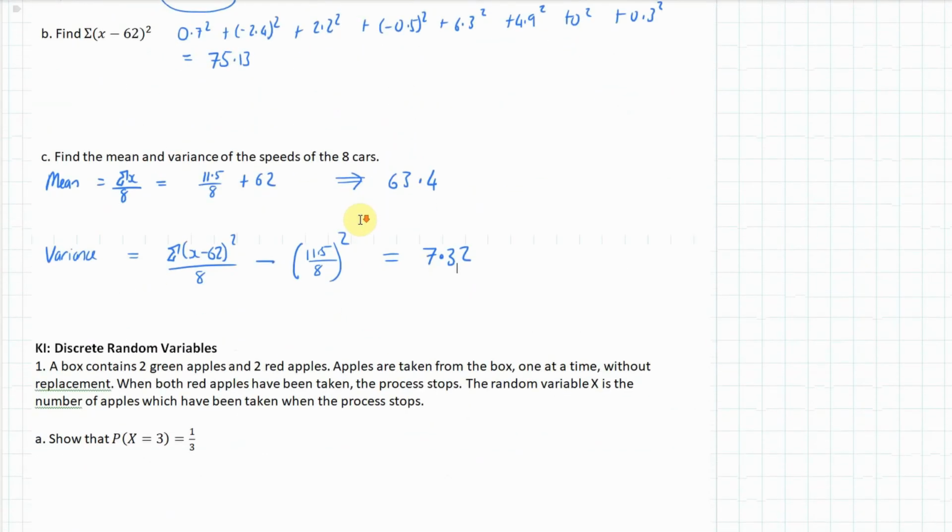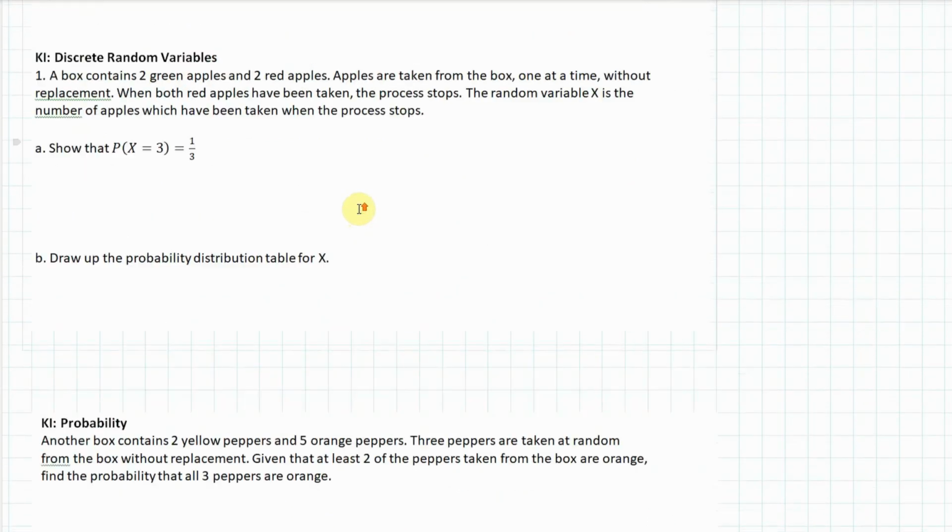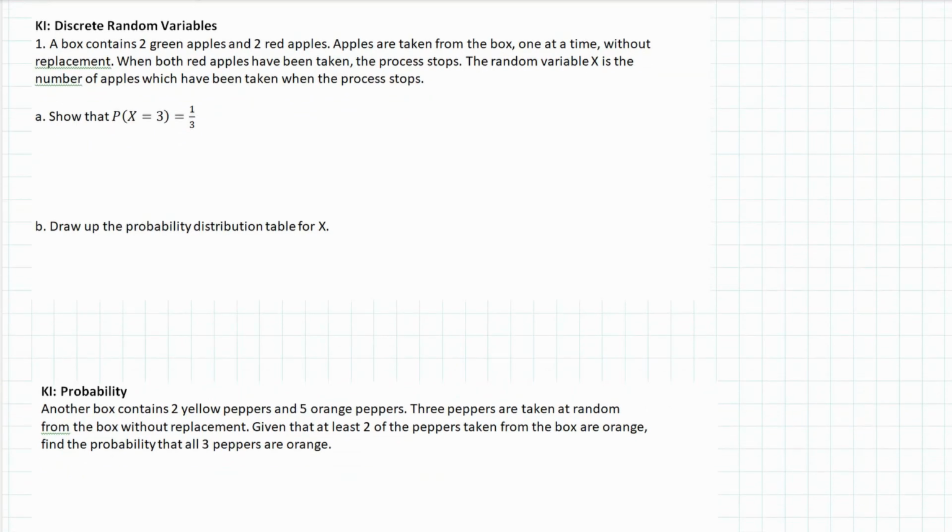So let's move on to the next one. This one is discrete random variables. What do we know here? We've got 2 green apples and 2 red apples in the box. Apples are taken from the box one at a time without replacement. When both red apples have been taken, the process stops. The random variable x is the number of apples that have been taken when the process stops. And I've got to show that the probability that x is equal to 3 is 1/3.